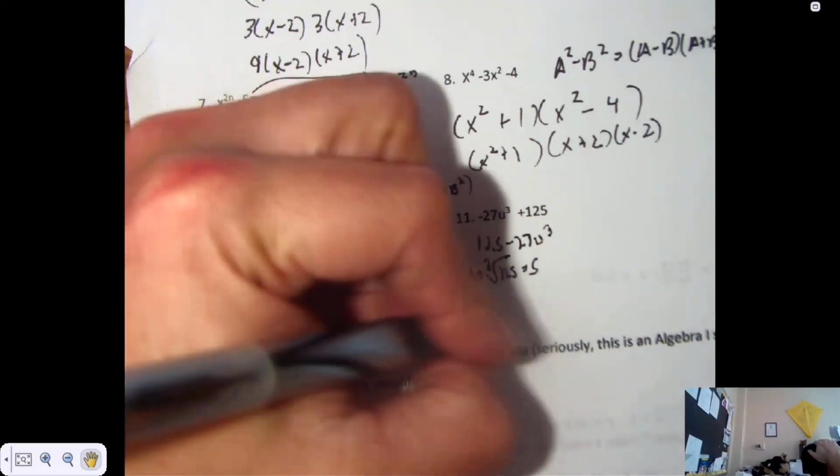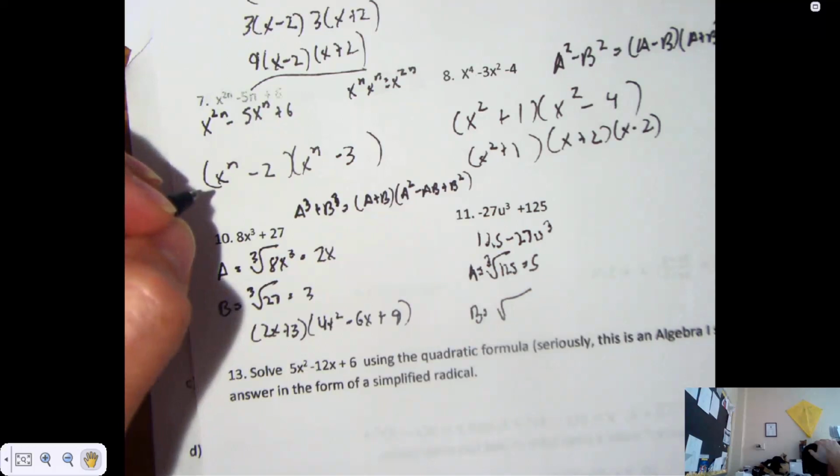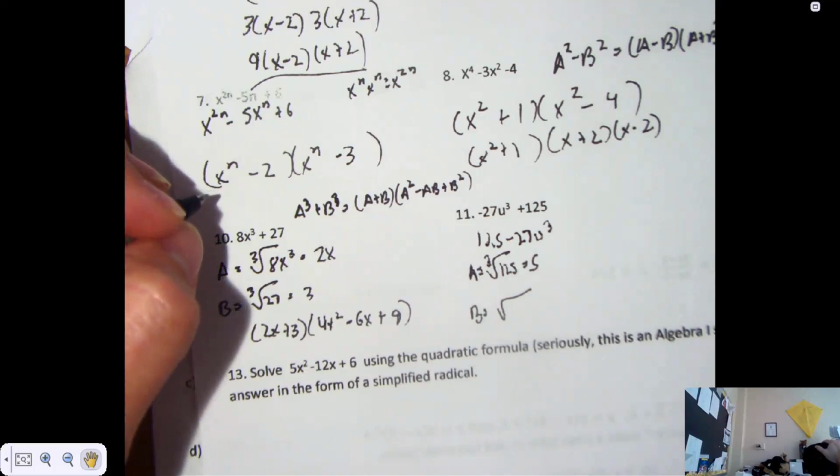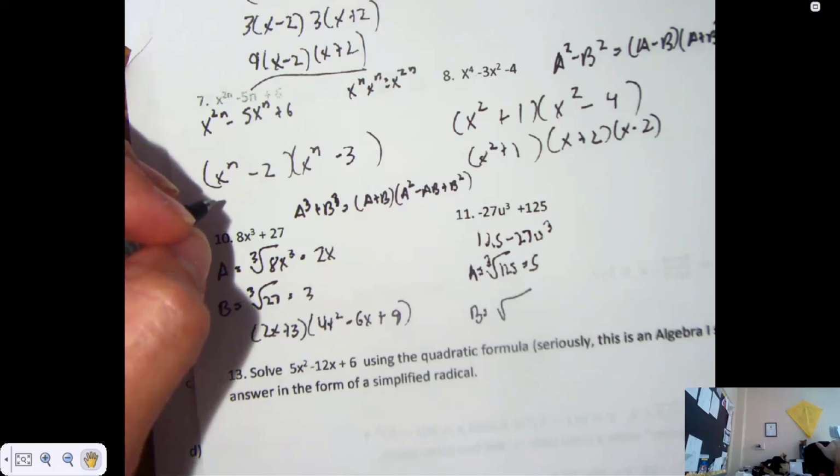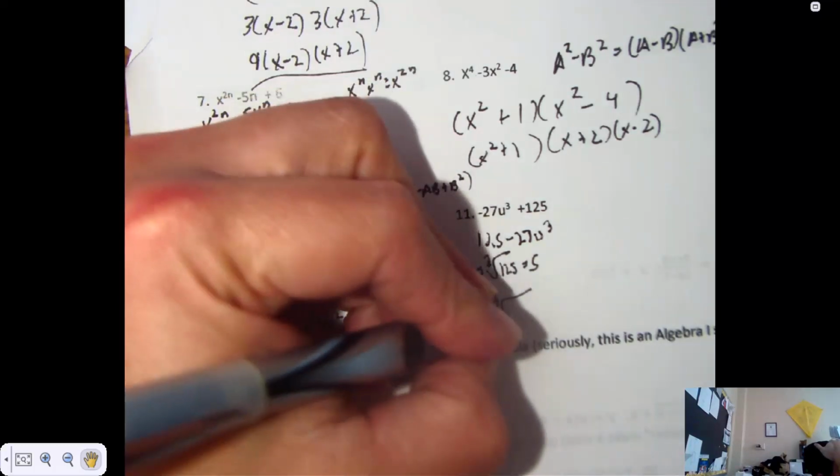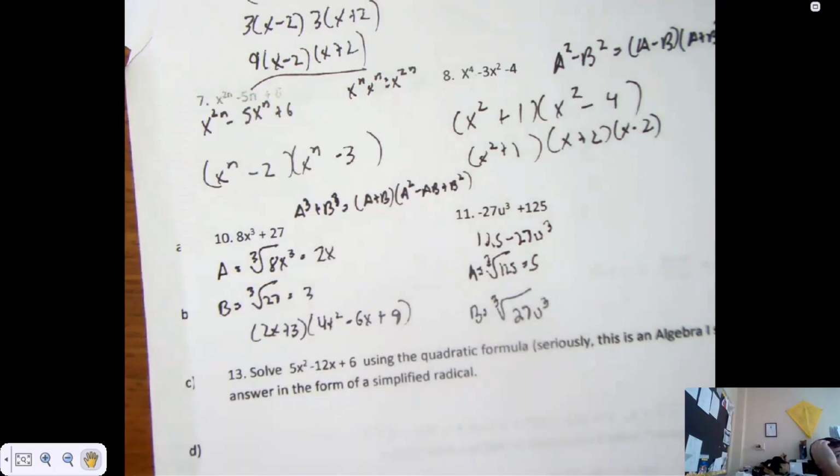B is the cubic root of what? What's B the cubic root of? It's the cubic root of 27u cubed. A lot of you don't write it down, and you'll do something stupid like say B is negative 3u. The only signs that matter are the signs given in the forms when everything's said and done.